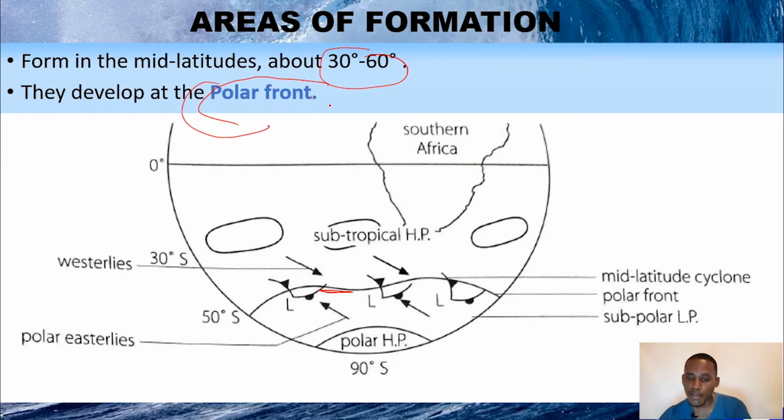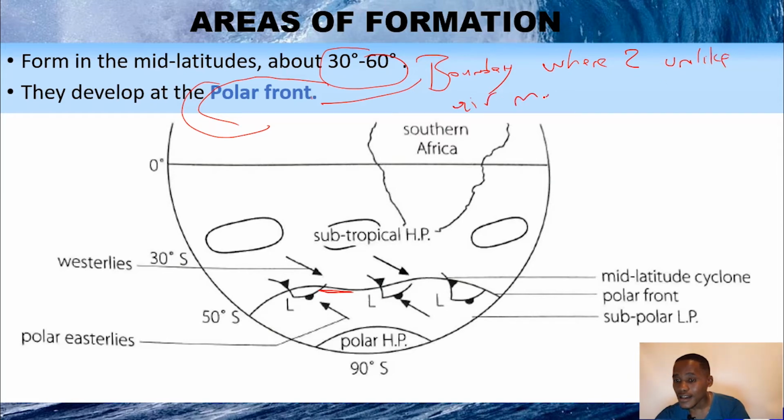Now a polar front by definition is a boundary where two unlike masses meet. Okay, so what are these two unlike masses? Unlike because of their temperatures. Okay, so let me go back to our image so that it will be easier for you to understand.